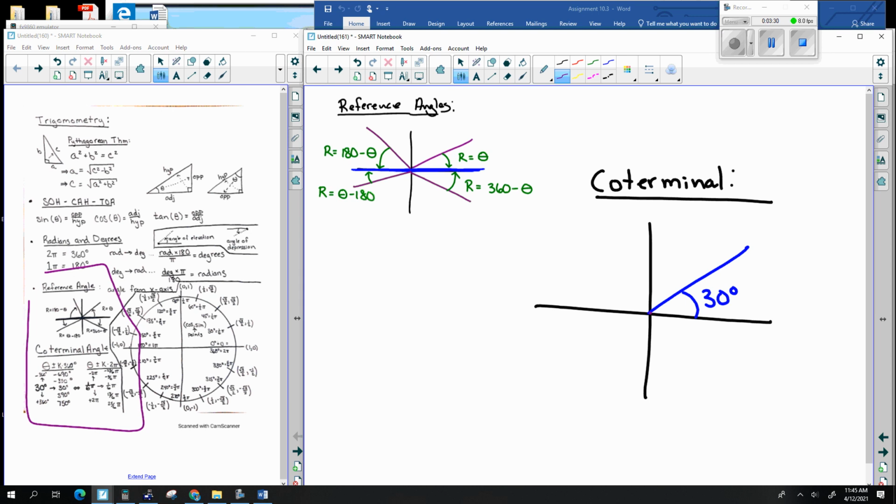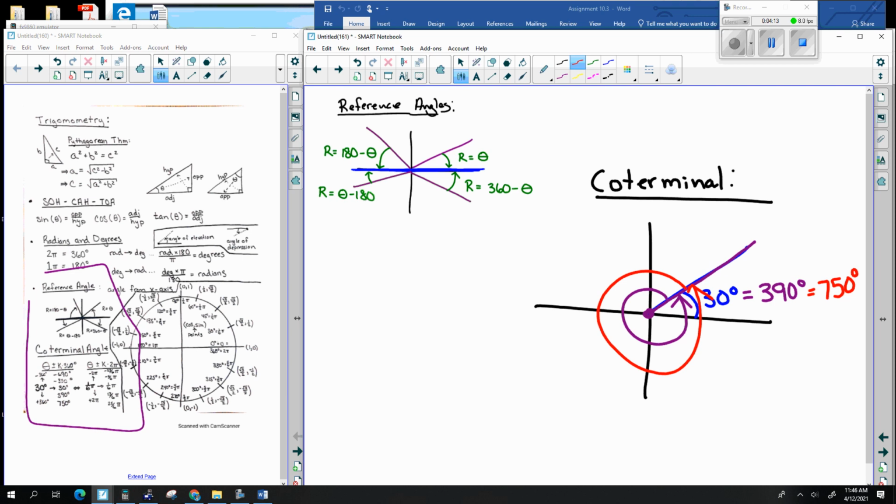Well, what you do is this. You take your angle and you add a circle to it. You go all the way around the circle. So this would be the same thing as saying 390 degrees. 390 degrees is the same thing as 30 degrees. And then you can do it again. You can go around a circle again, which would be the same thing as saying 750 degrees.